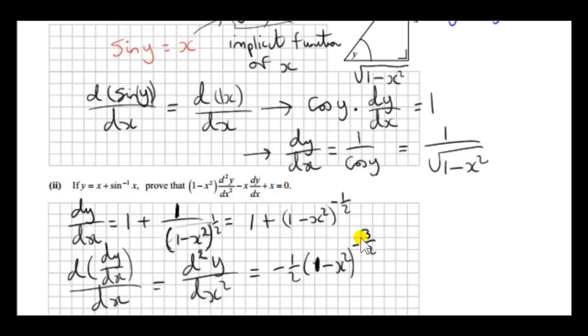Okay, we just took 1 from the power. And then we multiply by the derivative of what's inside. Well, the derivative of what's inside is 0 minus 2x, or just minus 2x. You can see the minus 2 and the minus a half cancel each other out. So we get x times this thing here. Well, this is a negative power. I could leave it like that.